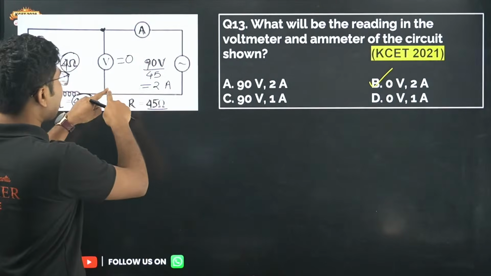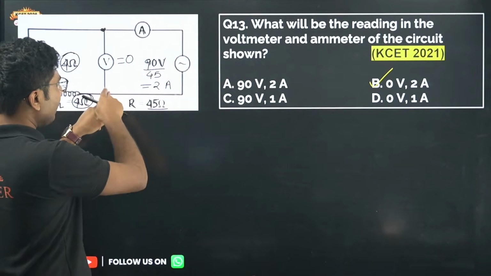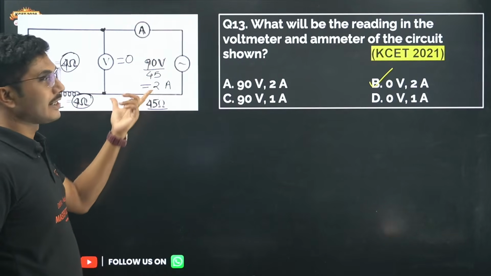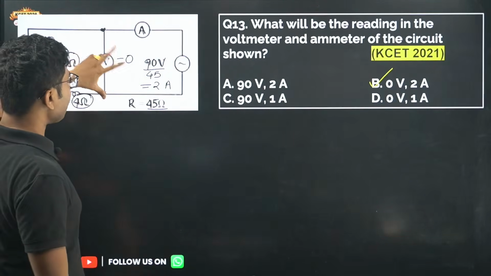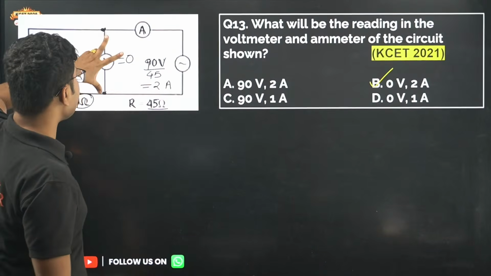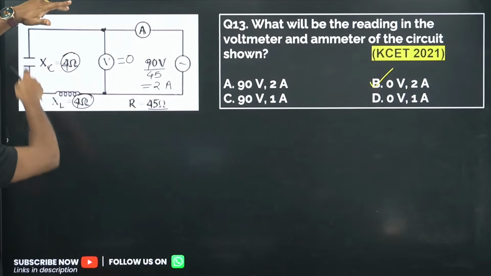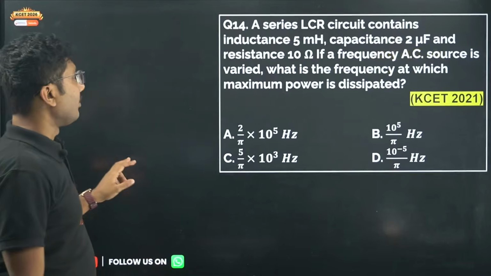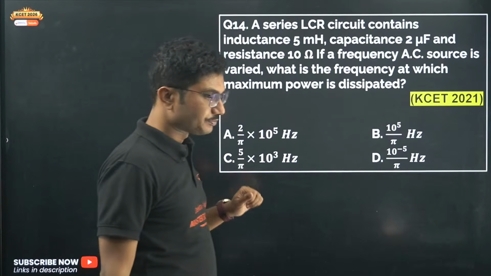If the voltmeter was connected across the resistance, you would have got the exact 90 volt. But the voltmeter is not connected across the resistance, it is connected across XC and XL together. So that's why the voltage is 0. Okay, now next question.